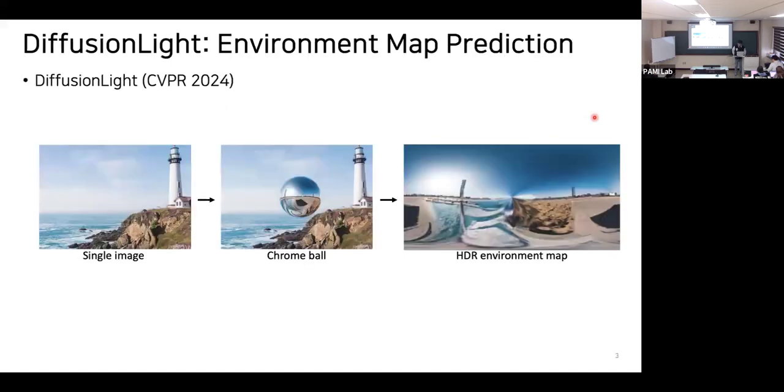This is the inference process of DiffusionLight. As you can see, they first predict a chrome ball from a single image, and then they finally generate an HDR environment map from this chrome ball. I'm going to introduce how this process is possible and why getting this HDR environment map is really important for computer graphics.